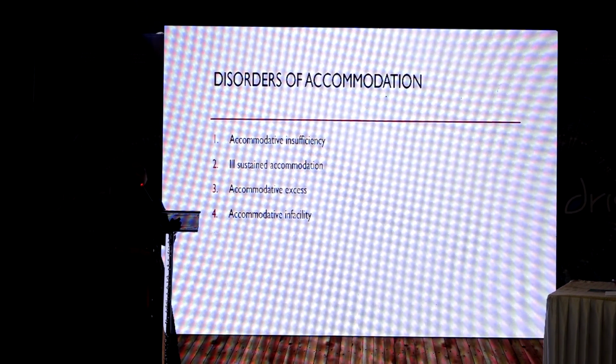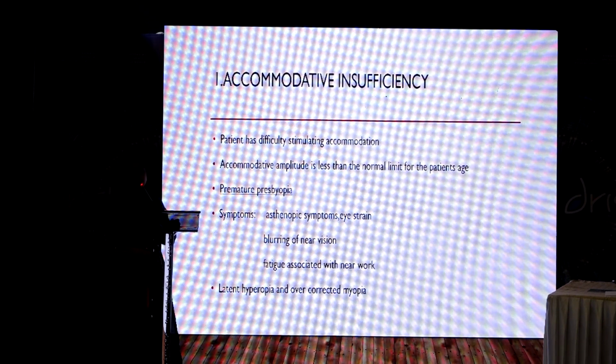So broadly, the disorders of accommodation can be classified into 4 categories. The first one being accommodative insufficiency, the second one is ill-sustained accommodation, then you have accommodative excess and accommodative infacility. Now coming to the first one, accommodative insufficiency, it is a condition where the patient has difficulty in stimulating the accommodation. It can also be called premature presbyopia, and latent hyperopia and overcorrected myopia can present with eye strain.